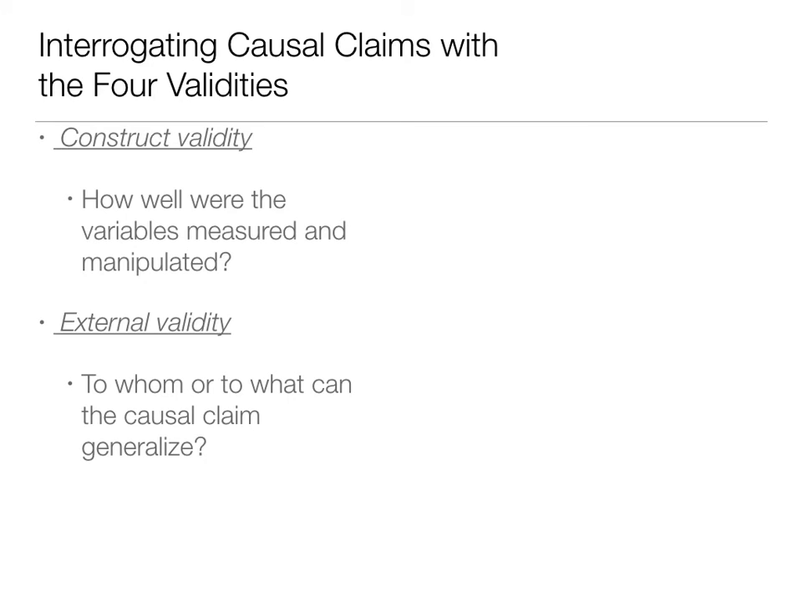External validity: can we take these findings and apply them to others? So remember, validity is still about whether it's true, and external validity asks, is it true outside the experiment? To who or what can we generalize this cause and effect claim? There's no point in doing a study if you can't apply it to anybody but the sample that you have. So again, we want to have external validity.